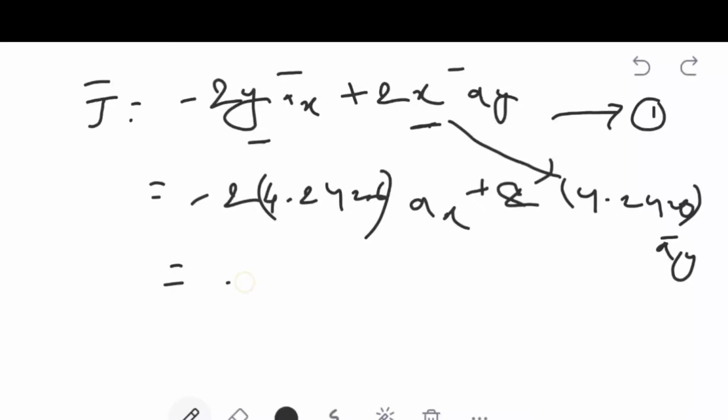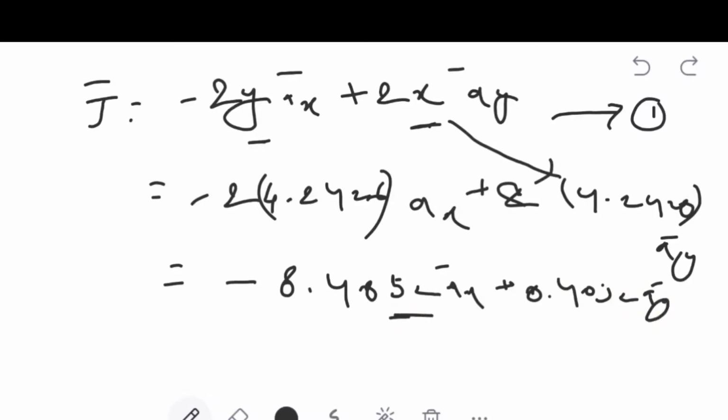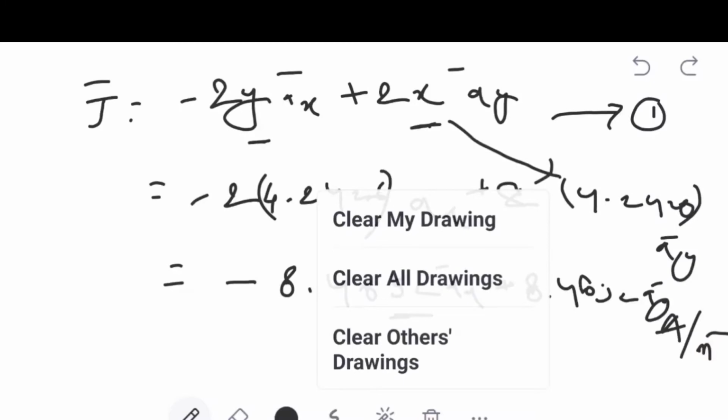directly. The answer is minus 8.4852 ax plus 8.4852 ay amperes per meter square. This is the answer for the B bit. Similarly, the C bit we have to do.